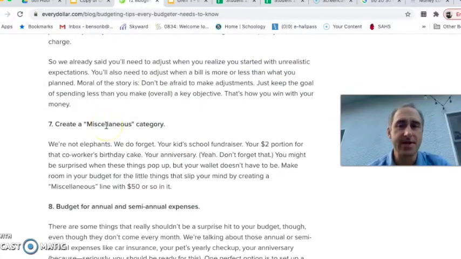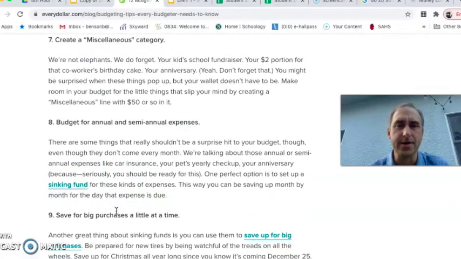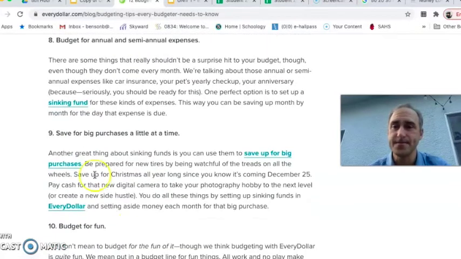Create a miscellaneous category. This miscellaneous category is because things come up. Sometimes we forget things. Month to month, things change. So set aside some money for your miscellaneous category. Budget for annual and semi-annual expenses. So annual is once a year. Remember that semi-annual is twice a year. What are things that might come up then that we need to plan ahead for?